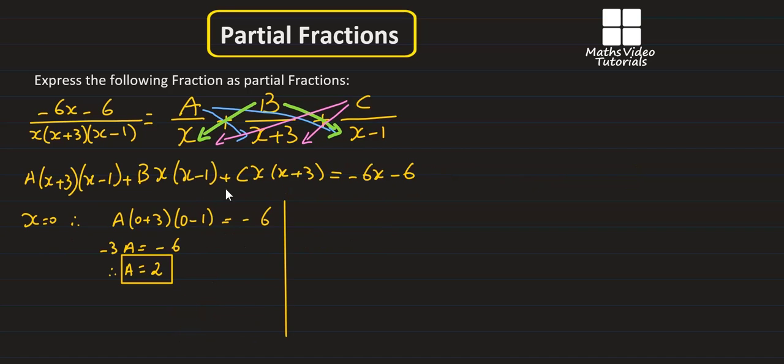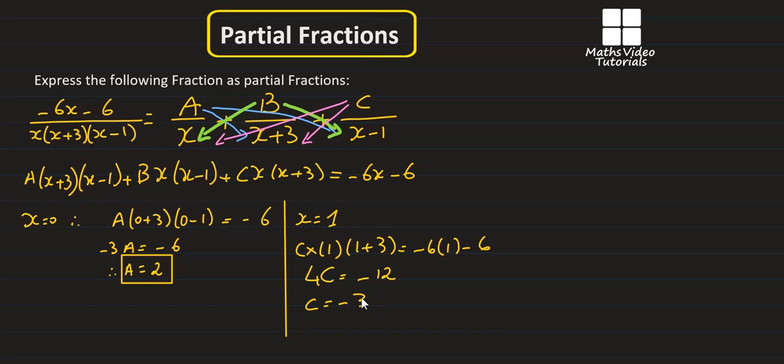Sorted. So if I do x equal 1 now, that would allow me to eliminate the b and also the a. So we'll be left with a c to calculate. So let's do that. We'll have a c times, of course, 1. So this value here, and then 1 plus 3. That is equal minus 6 times 1 minus 6. So therefore, we got 4c, because 1 plus 3 is 4, times 1 is 4, that's 4c is equal negative 6, take away 6, that's negative 12. Therefore, c is equal negative 3. And that's the second value.